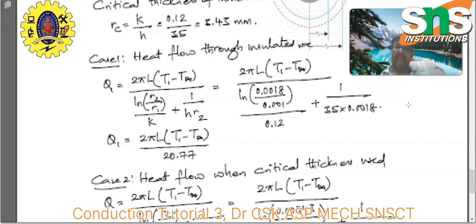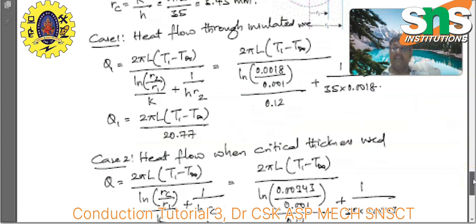So we know the formula: Q equals 2 pi L (T1 minus T infinity) divided by [ln of R2 by R1 divided by K plus 1 by H into R2]. When we substitute R2 and R1, we get the value as Q1 equal to 2 pi L (T1 minus T infinity) divided by 20.77, because T1 is not given, L is not given, T infinity is not given. We will substitute and get that value.